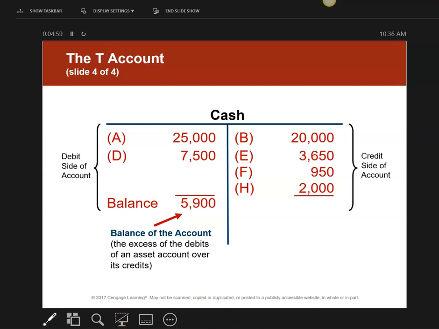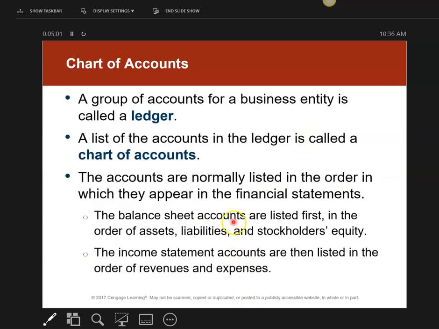Okay, so let's move on. A chart of accounts is a list of all the different accounts. We're going to look at the chart of accounts in a minute. On the balance sheet, the different accounts are listed in the order as they appear in the financial statements. We'll talk about this in a minute, but let's talk about the accounting equation.